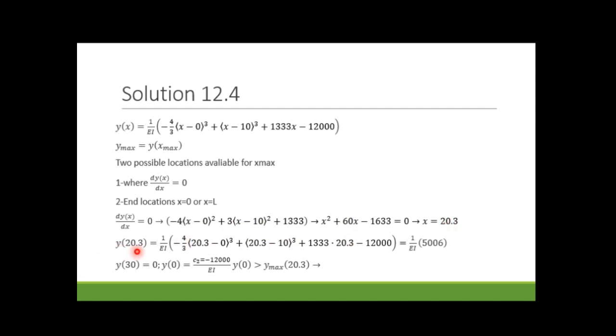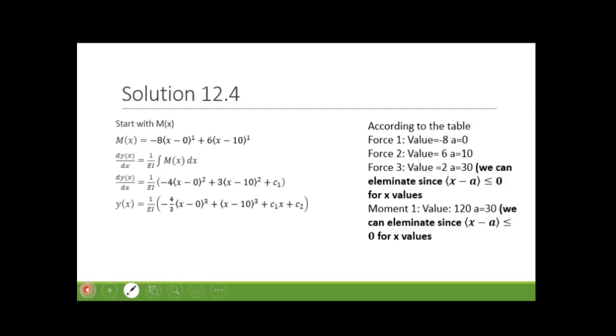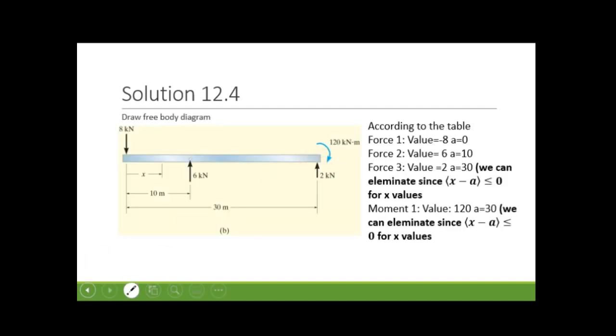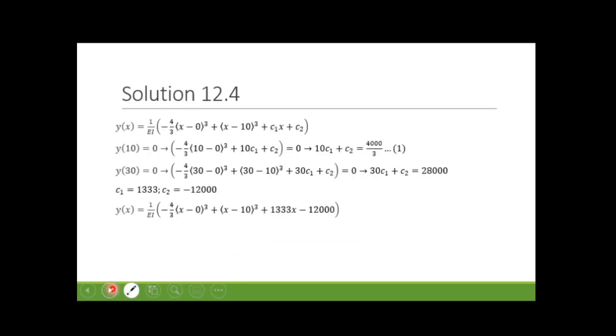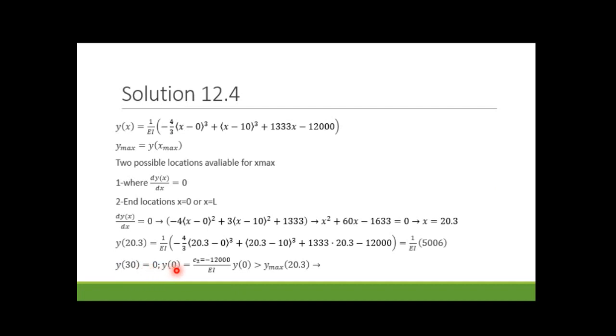After applying 20.3 in the equation, I can obtain this displacement, 5006. Now I want to compare with the two end locations. You can see y at 30 is equal to 0 because there is a boundary condition, a roller support, here. Therefore y at 30 is equal to 0. But at the initial point, is there any displacement available? I also want to put in 0.